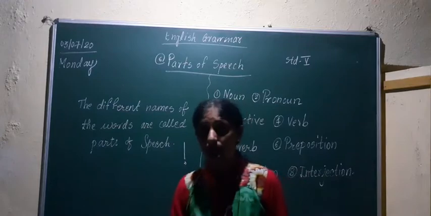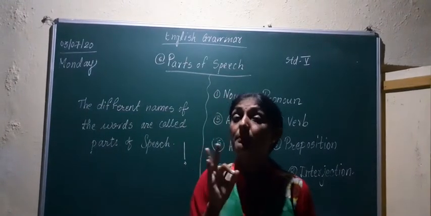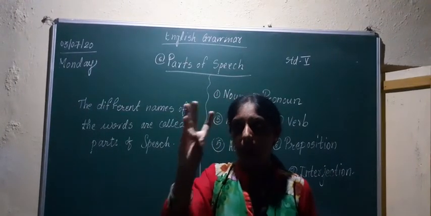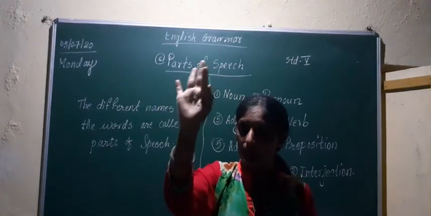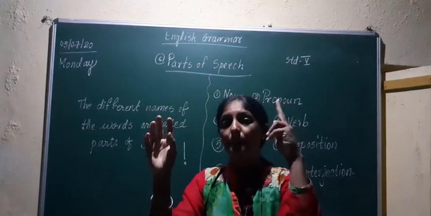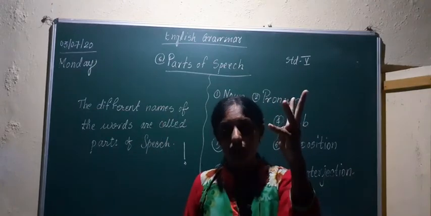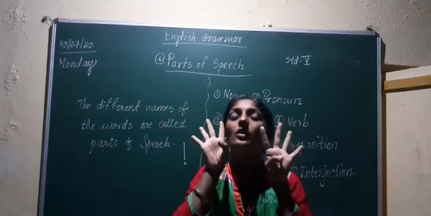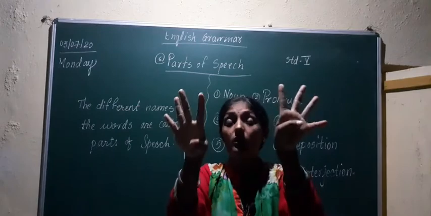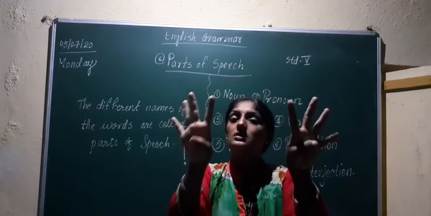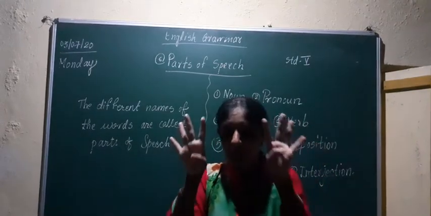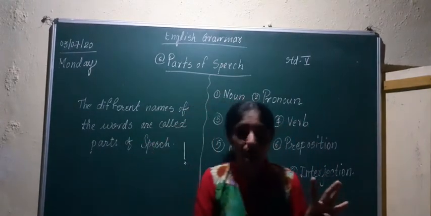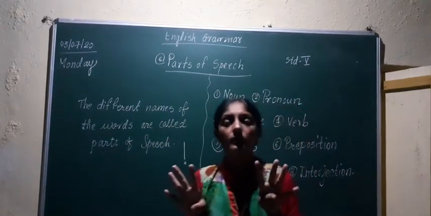How many parts of speech are there? There are 8 parts of speech: noun, pronoun, adjective, verb, adverb, preposition, conjunction and interjection. Total how many? 4 plus 4, 8 parts of speech. If I ask you, you should know all 8 parts of speech. Are you getting it? And today's homework is what you have to do.